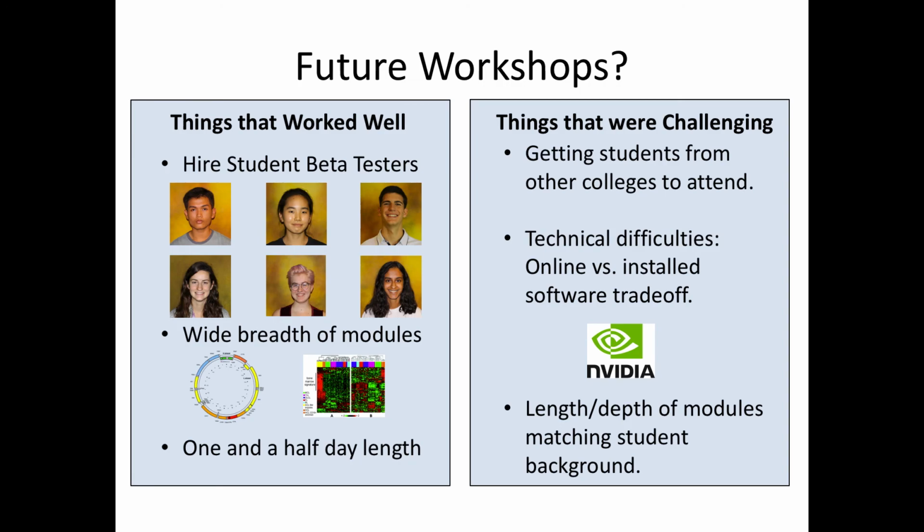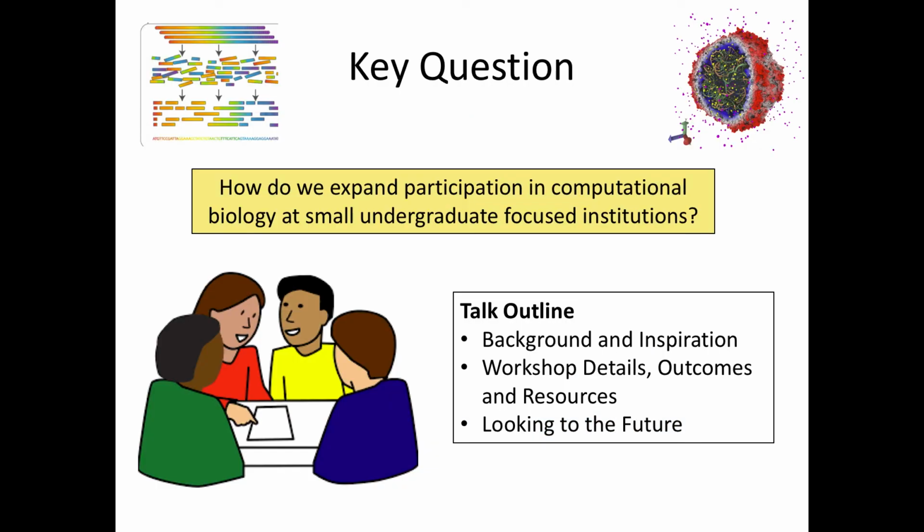Lastly, I think in the future it might be nice to have a variety of different lengths or depths of modules. Here we said you just have to have CS1 as a background. We ended up with a whole range of students, from students that had basically completed the entire computer science major to students that had just taken intro. Being able to point them to different modules or different pieces of modules based on their background would have been really helpful.